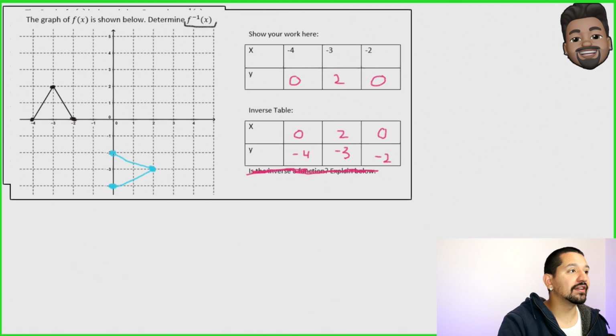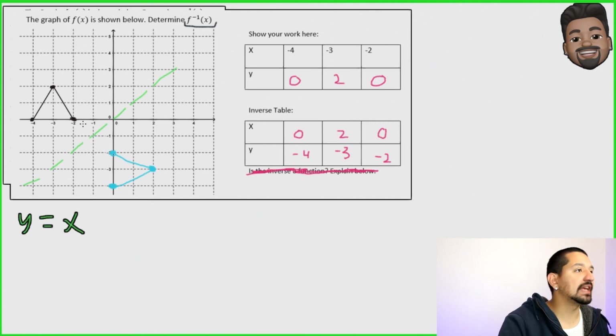Now go back over here and let's look at this graph right here. Let's see if this makes sense as well. Let me go ahead and draw this dotted line. Boom. Y equals x line right here. And let's see if the distances are the same. Well, let's look at this one. This is 1 to 1. You see the distances are the same.